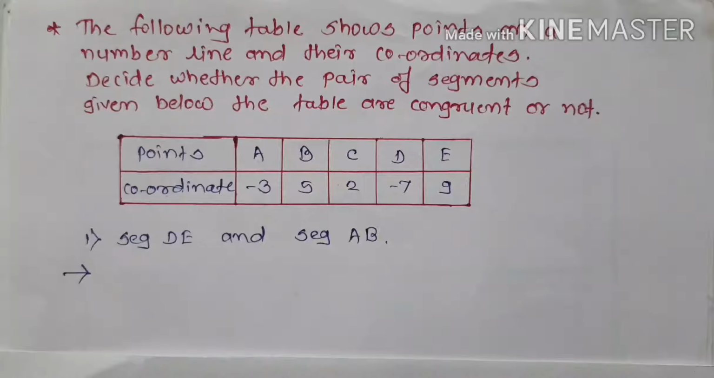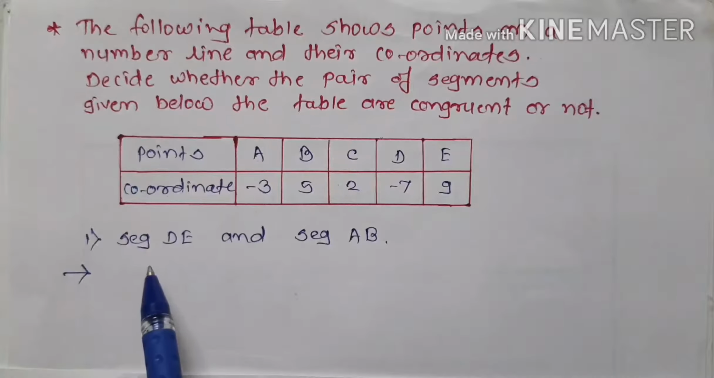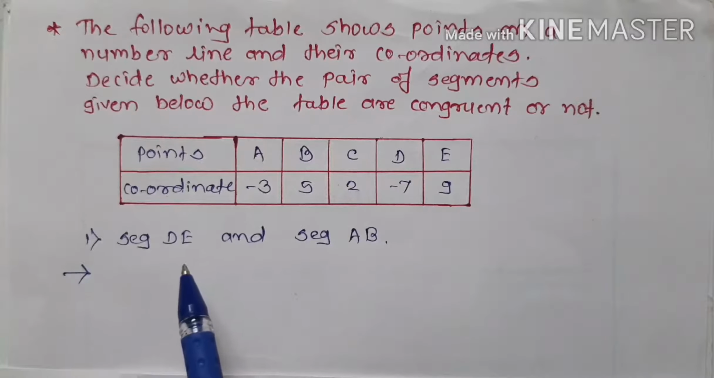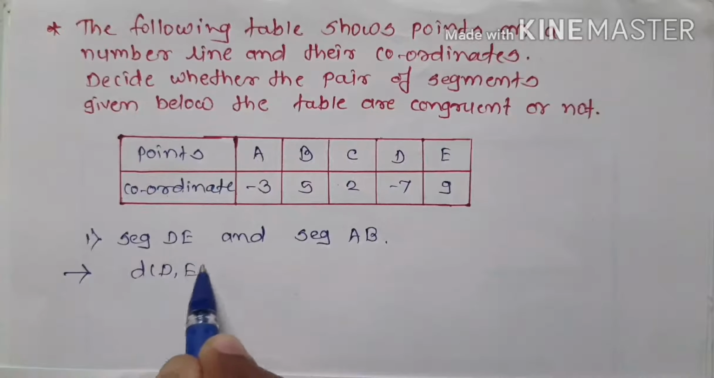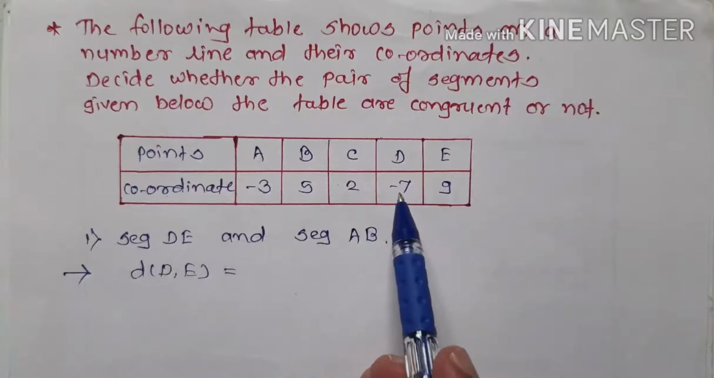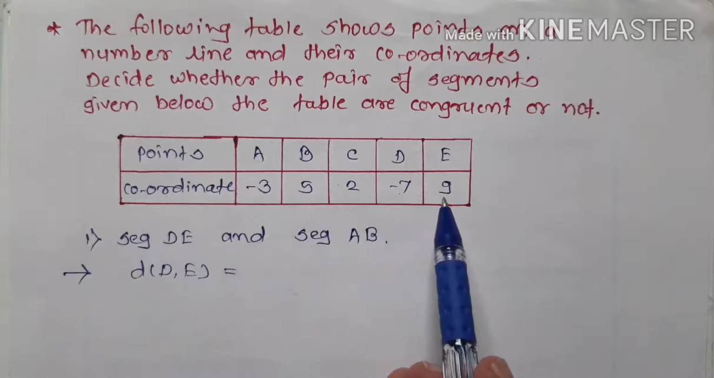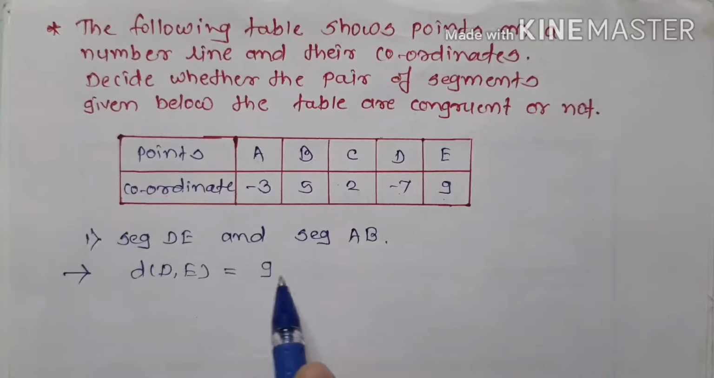So to be congruent, two segments must have equal lengths. If we have to find the lengths of these two segments, we have to use the formula. First we have to find the distance DE. For that we have to subtract the smaller coordinate from the larger coordinate. The coordinate of point D is -7 and the coordinate of E is 9. Here 9 is a positive number, which is always greater than a negative number. So the smaller coordinate here is -7, and we have to subtract -7 from 9.